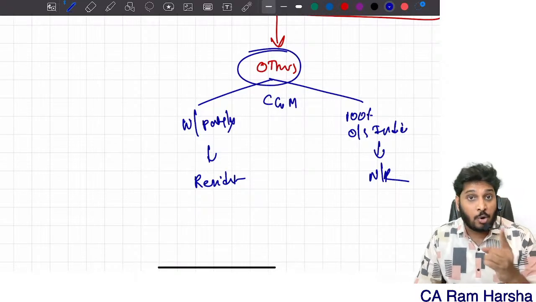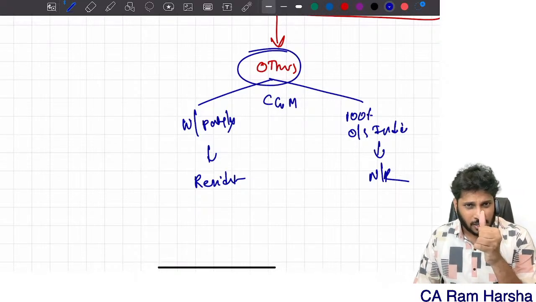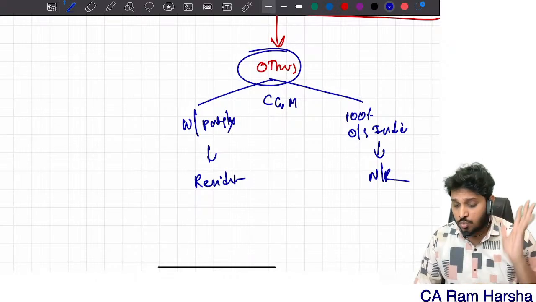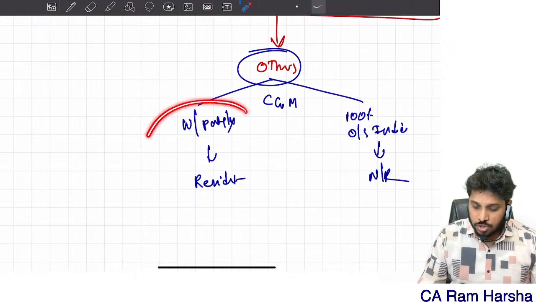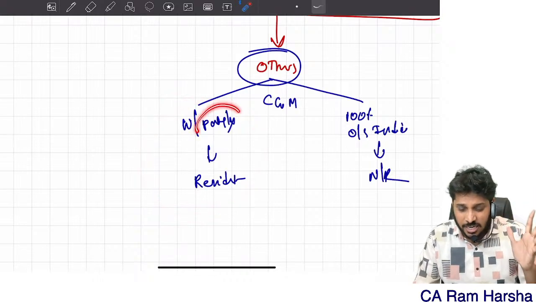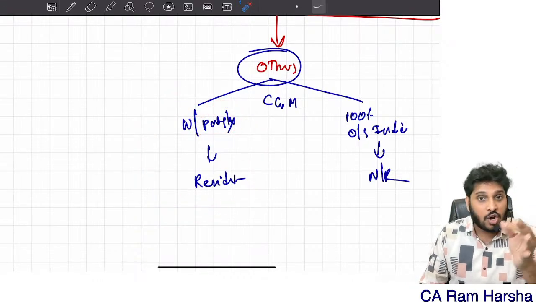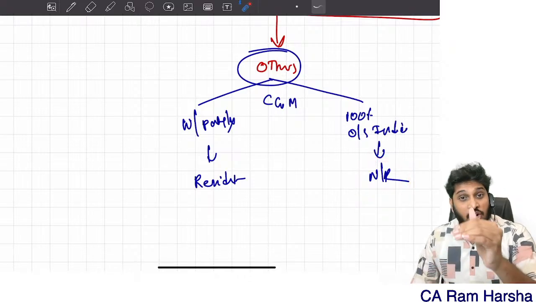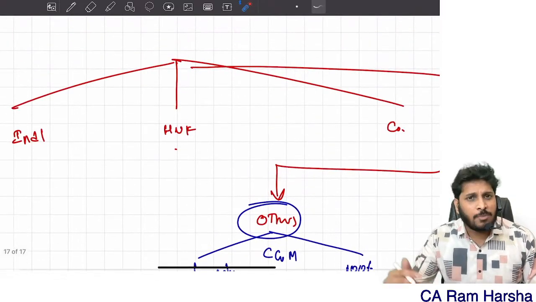I am talking about others. Others means what? Not an individual, not a HUF, not a company. They are called others. So if the source of income is either 100% in India or partly in India, we will call them resident. If 100% of the source is outside India, we will call them non-resident. Simple.